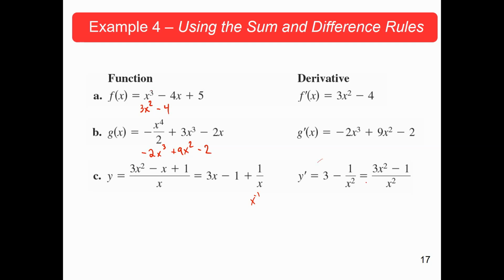Now, once we have this, because we started as one fraction, we want to end in one fraction. So we find a common denominator, which is x squared. We get 3x squared minus 1 over x squared.